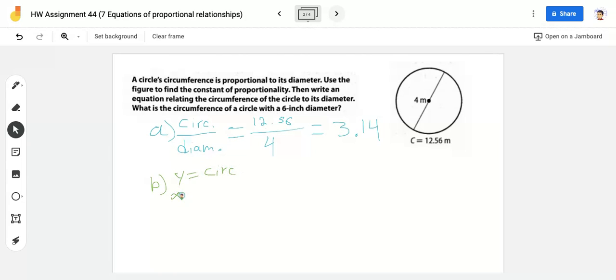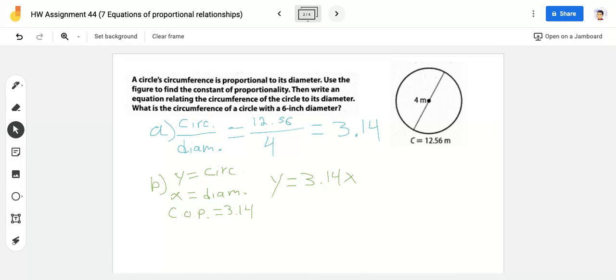And x is our independent variable, and that's going to be equal to the diameter. All right? And we have our constant of proportionality, COP, which is equal to 3.14. So part B asked us to write an equation relating the circumference of a circle to its diameter. Well, then the equation would be y is equal to 3.14 times the diameter, which we're calling x. So that would be our equation.